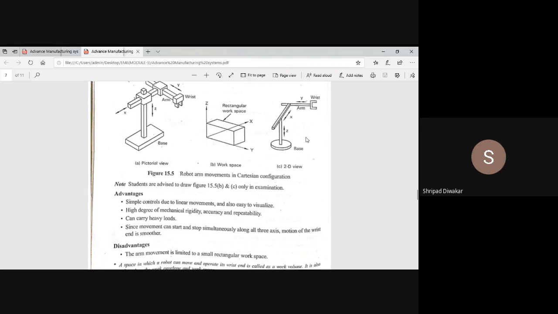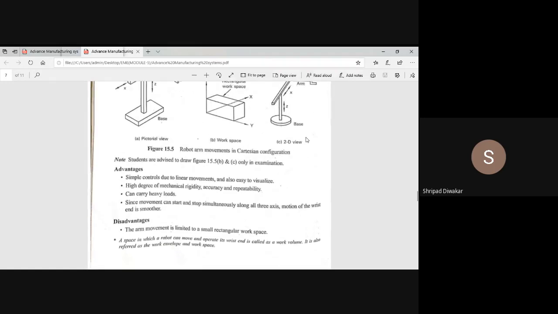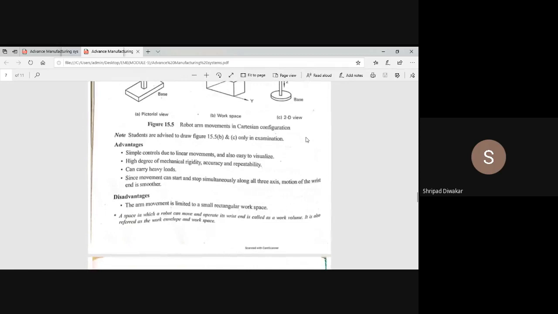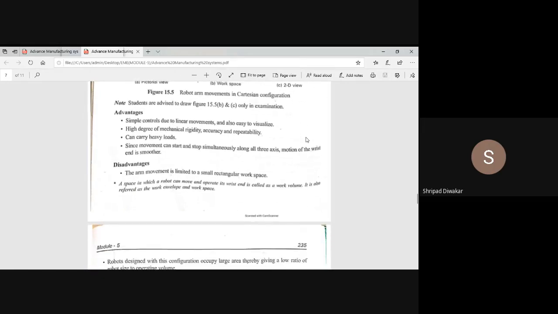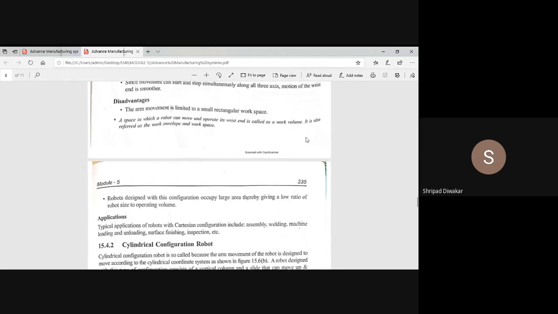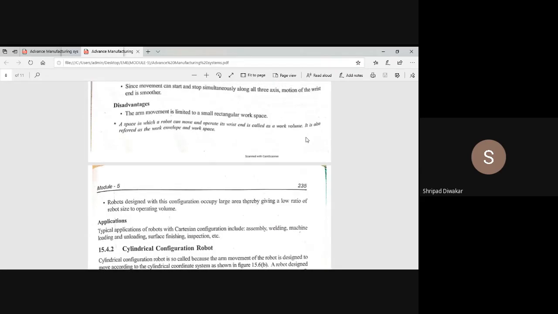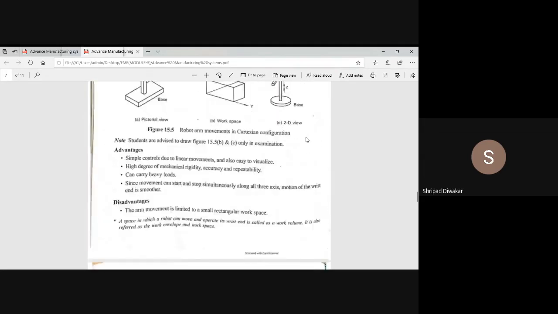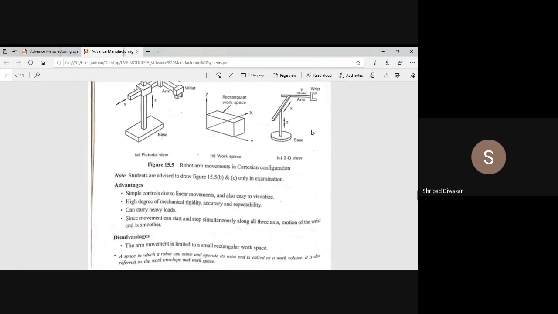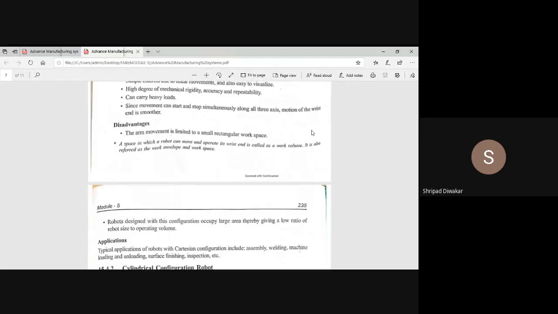Then the disadvantages. It is limited to small rectangular workpieces. And with this configuration, it occupies a large area. The area requirement is large because it moves in three directions, x, y and z, hence the space requirement is large in the case of a Cartesian coordinate system.